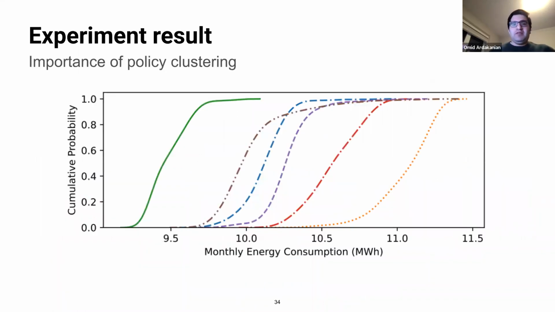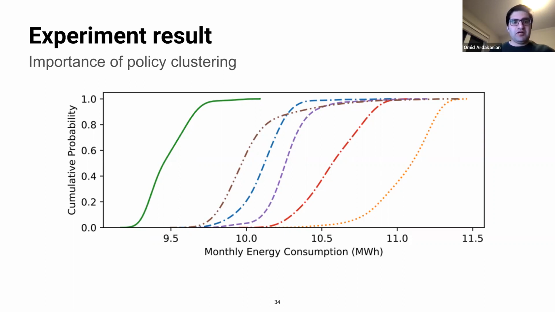So this is just showing the CDF of different clusters that I showed you earlier, right? The x-axis is the monthly energy consumption in megawatt hours, and the y-axis is the CDF. Some of these clusters, if you look at the policies in them, are much better than the policies that you find in the other clusters. For example, the green curve that you see here is for the top cluster. So if you sample one policy from every cluster, there is a very small probability that you get this wrong.